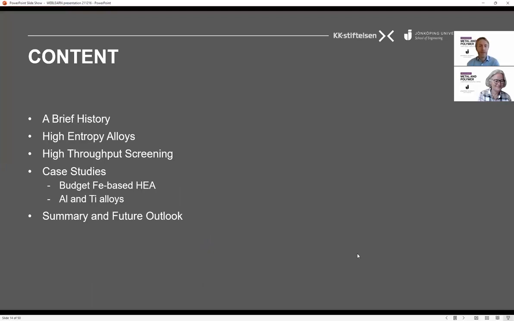As a quick overview, I'm going to very briefly cover a history of alloy development, just so we can see previous large steps and where the trends are going. I will talk about a very brief introduction about high entropy alloys, just so we're all on the same page. And then the main part of the presentation is the high throughput screening techniques and a couple of case studies that we have done here at Jönköping University before a quick summary and future outlook.